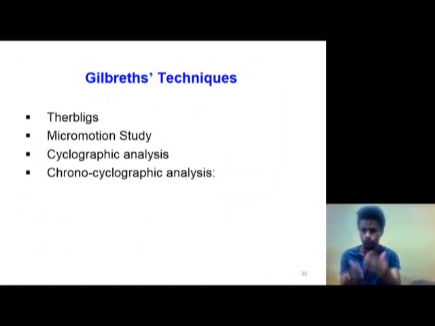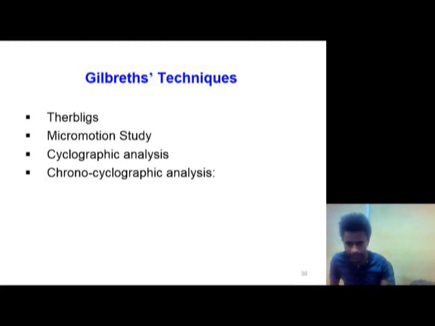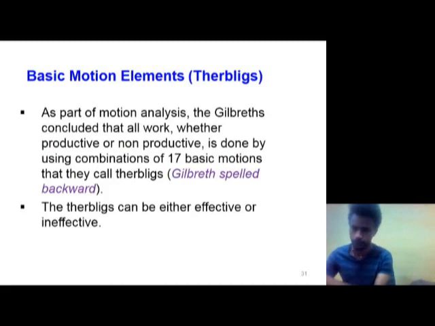The Gilbreths' family. And of course we do have their own techniques; we call them Gilbreth techniques: force and stabilix, micro motion studies, the cyclographic analysis, the chronocyclographic analysis and the like. As I told you before, we will look at each technique in detail later in chapter 4, but as an introduction only, let me give you some points about the therbligs.